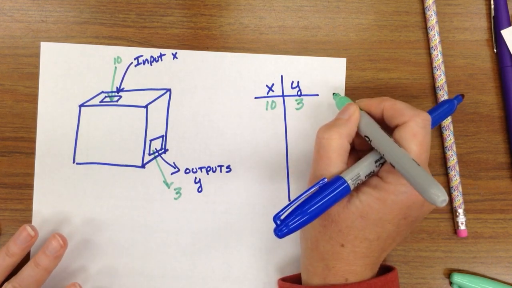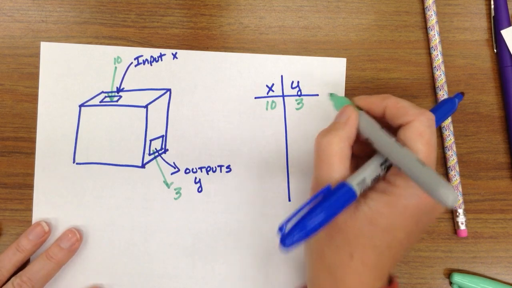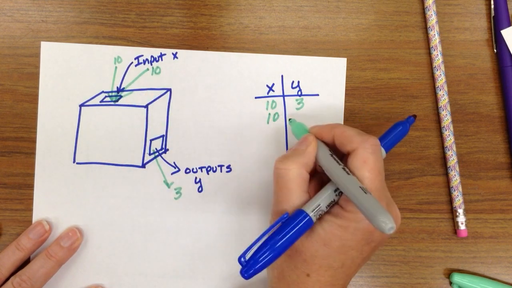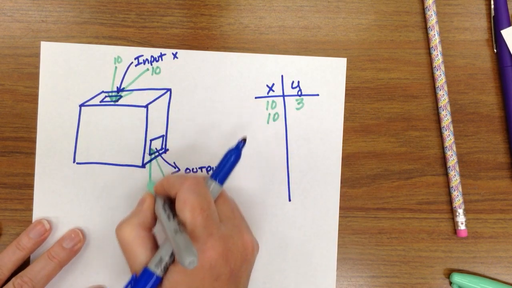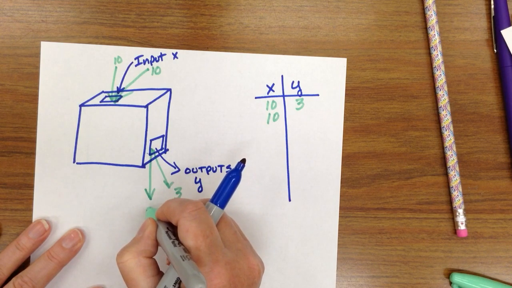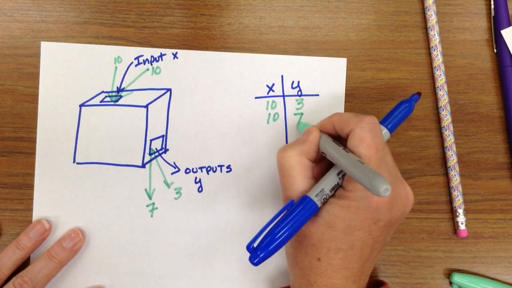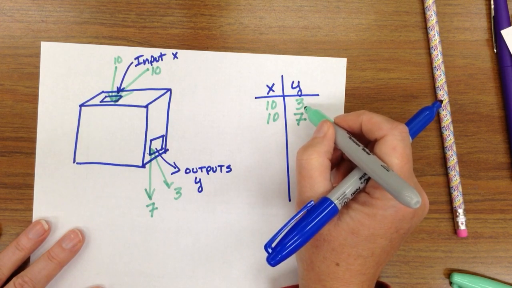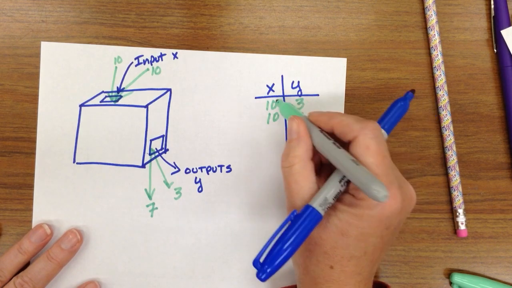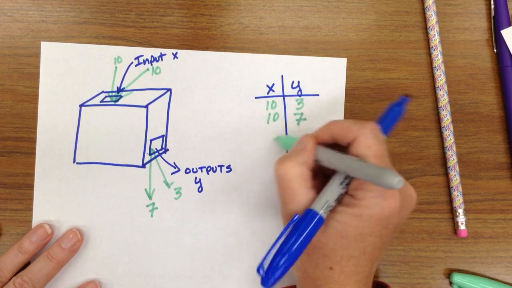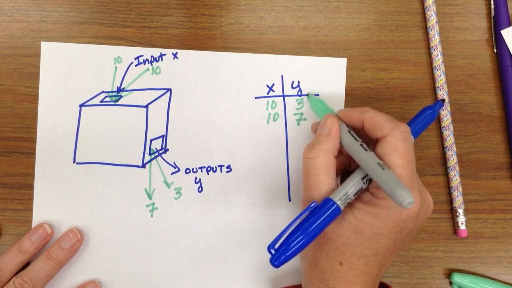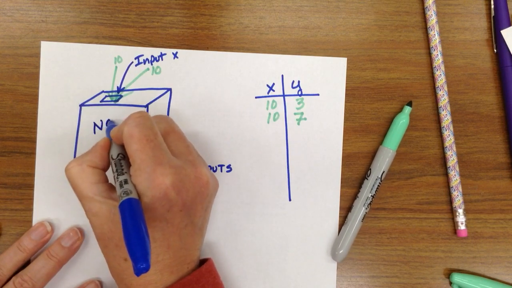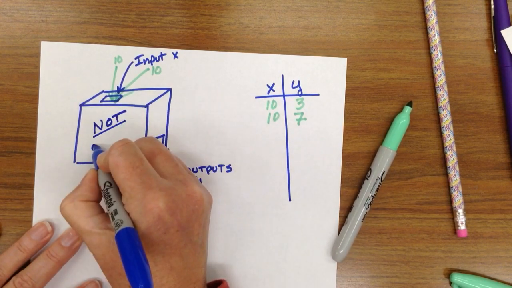But I then later in the day come back and I again put 10 into the machine, but this time it says the answer with 10 is 7. It has changed its mind. This is not a function because one number put in, the number 10, has been given two different answers. This is not a function.